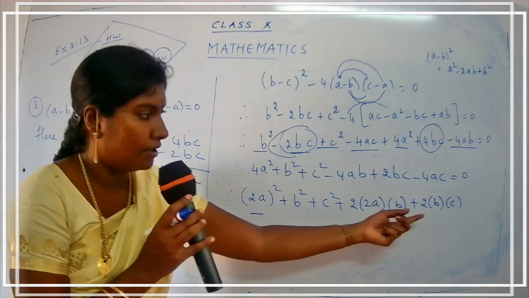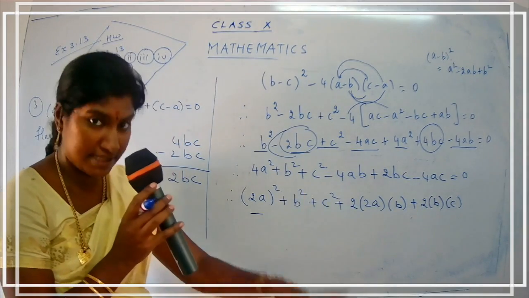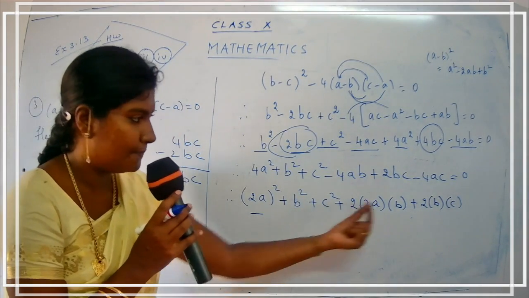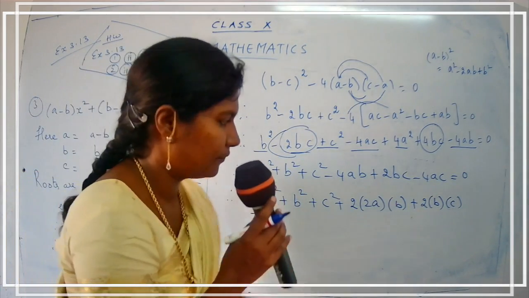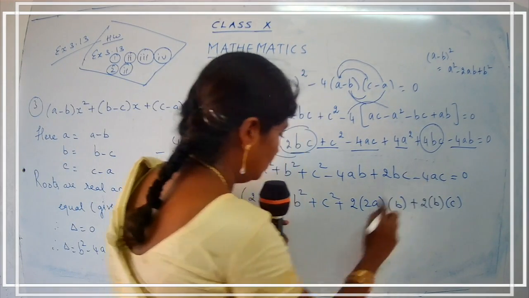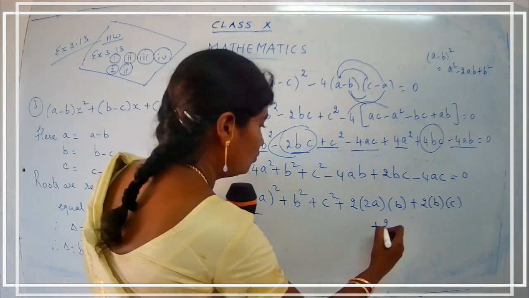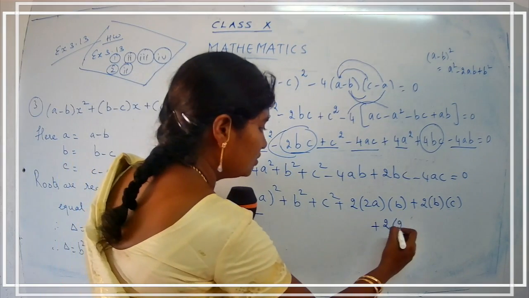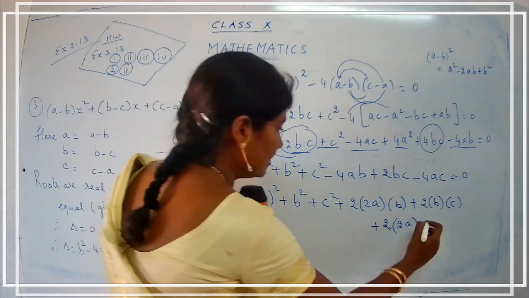What is B? It's B. For the next one, BC, 2 is in the formula. What is B? It's B. What is C? It's C. Plus ACS. So 2, A is 2A and C is C.